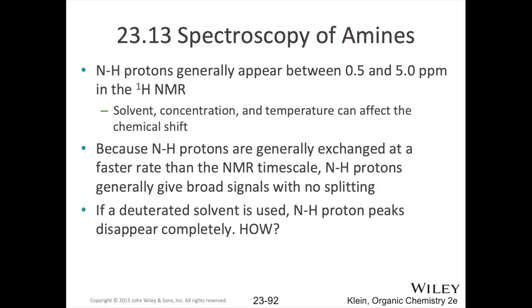With NMR spectra, your nitrogen protons, your amine protons, will show somewhere between 0.5 and 5 ppm. That's not really very helpful because that's like half the spectrum. There are a lot of factors that can affect where your amine proton signal will show up. Because these protons will exchange, they're relatively labile, just like with alcohols or carboxylic acids. Instead of getting a nice sharp peak, you might get a very broad peak, and depending on the level of hydrogen bonding, it might disappear altogether.